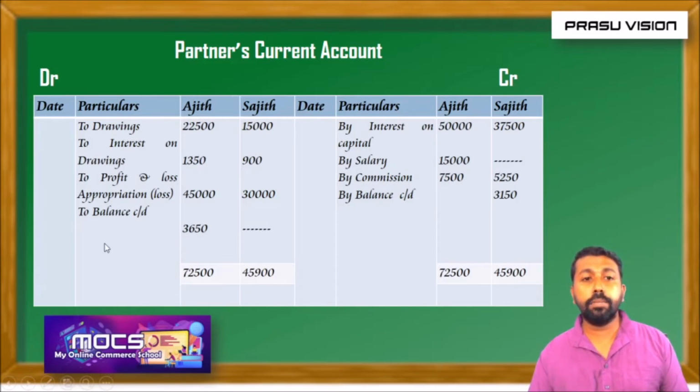So balance of Ajit comes on the debit side. Only in rare cases the amount will come on a different side. Always the positive balance of partners will come on the debit side. Difference amount will come on the debit side. And for Sajid, this side total is the highest one. So 45,900 minus the total of this side. Total of 37,500 plus 5,250. So the balance amount of Sajid comes on the credit side. So that's all regarding preparation of partners capital account as per the fixed capital method.